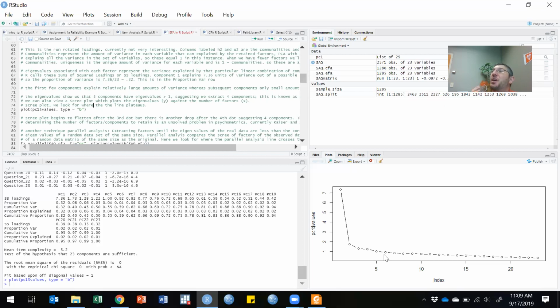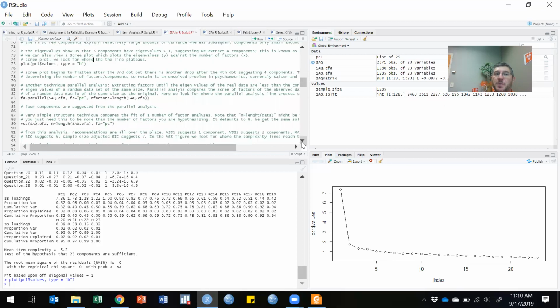Determining the number of factors to extract from a factor analysis is really an ongoing problem in psychometrics. There's not one definitive way to do it. Probably currently the most popular ways are either Kaiser's rule or the scree plot. We're going to show you just a few other ways of determining the number of factors to extract. There's also an article on Canvas that discusses this in a little more detail.